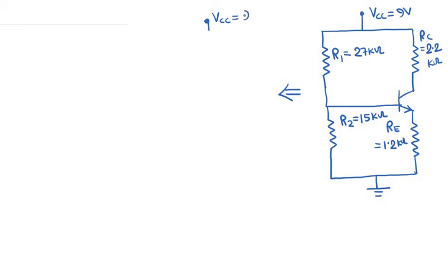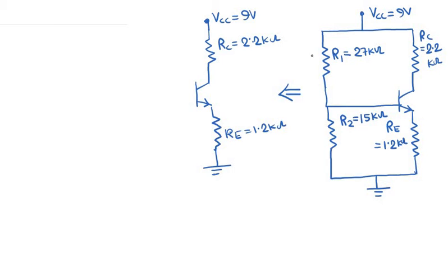So I am actually directly writing the result here because we have discussed these things earlier. So we had this resistance RC equal to 2.2 kilo ohms, then this transistor, and then this resistor RE, which is 1.2 kilo ohms over here. And this part of the circuit between the base and the ground can basically be replaced by Thevenin's equivalent circuit, which has this Thevenin's resistor RTH and Thevenin's voltage VTH.